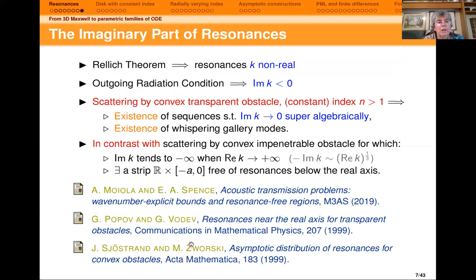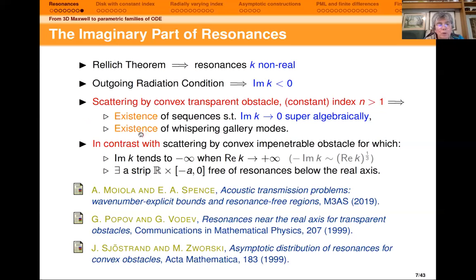So a little bit of bibliography. We have discussed this. When N is constant, it is also the problem of scattering by a convex transparent obstacle. In this case, we know from the literature that there is existence of a sequence of complex K with negative imaginary part, but with imaginary part that tends to zero super-algebraically. This means that they are whispering gallery modes. It is what we are looking for. So we want to study these in more detail.